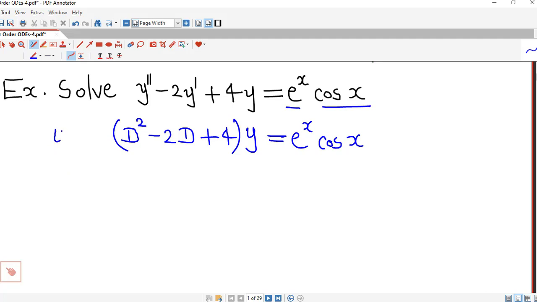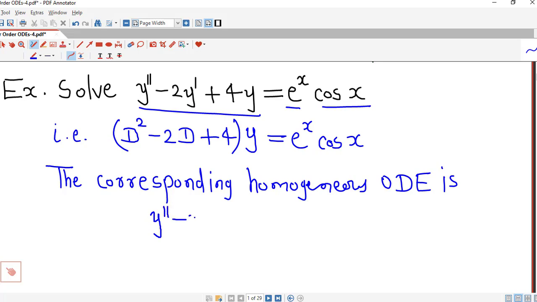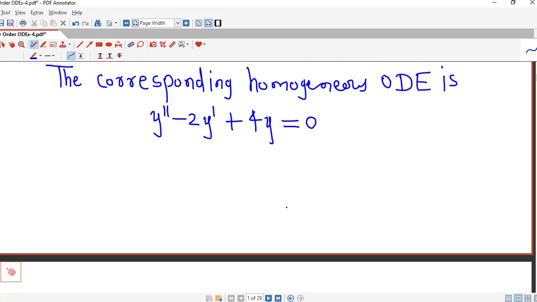So we have rewritten the given differential equation in terms of capital D. Now first we solve the corresponding homogeneous ordinary differential equation. The corresponding homogeneous ordinary differential equation is that we can write this left hand side equal to 0, that is y double dash minus 2y dash plus 4y equal to 0, and we know how to solve this type of equation.